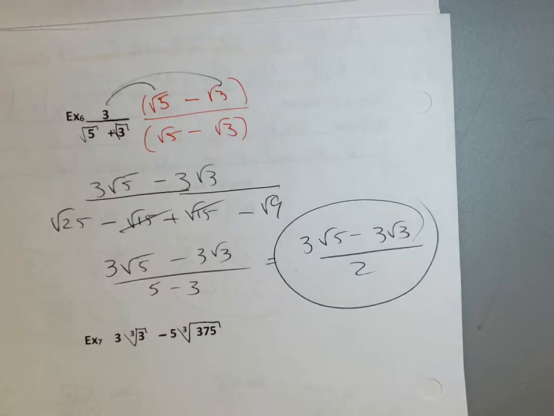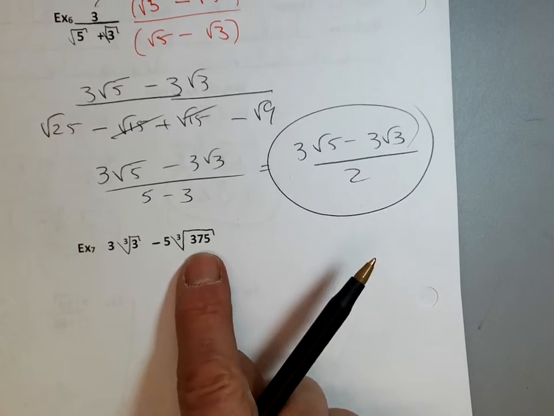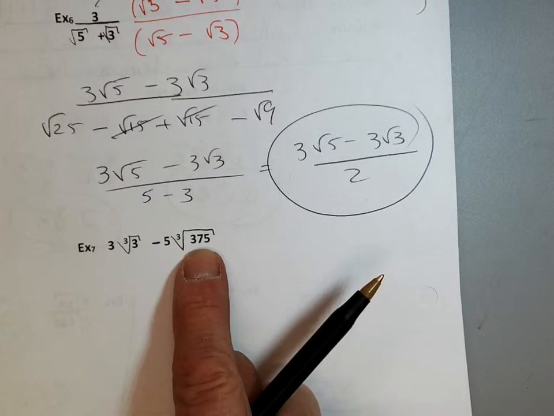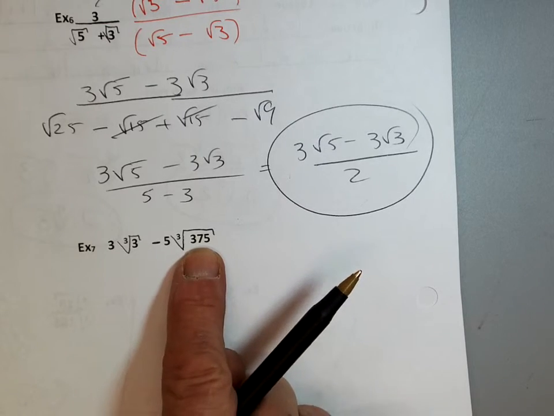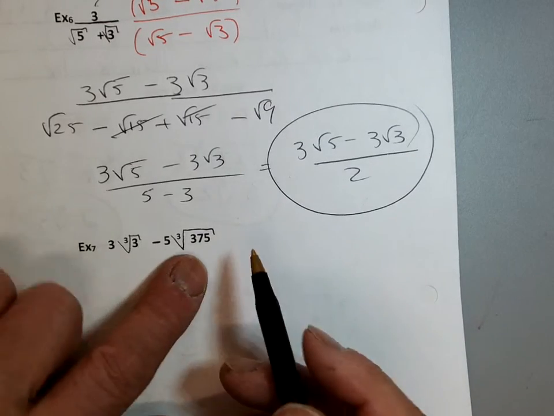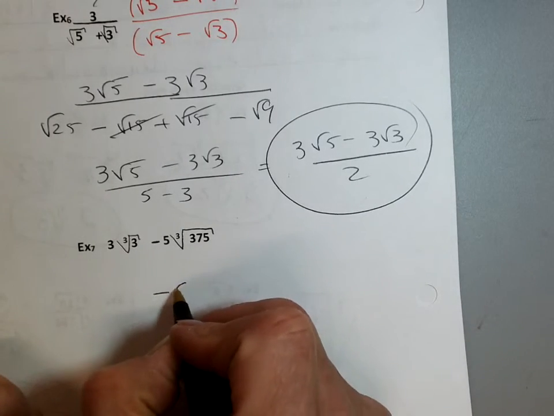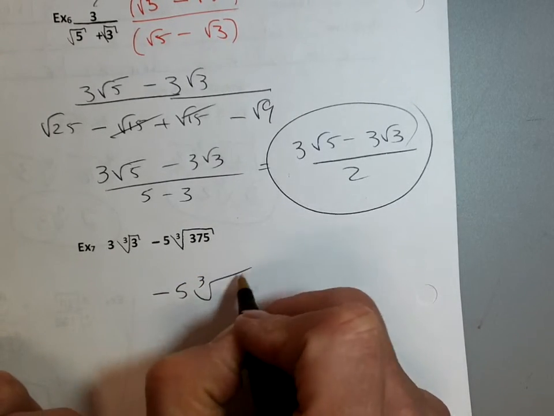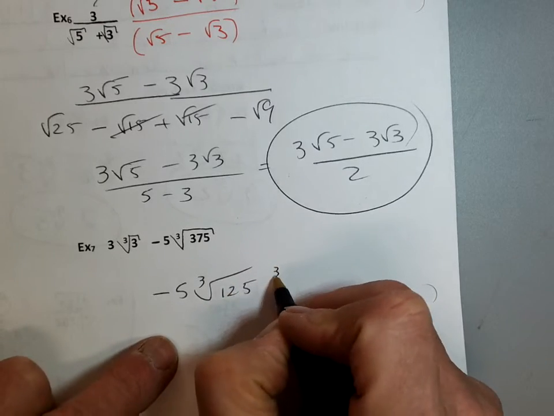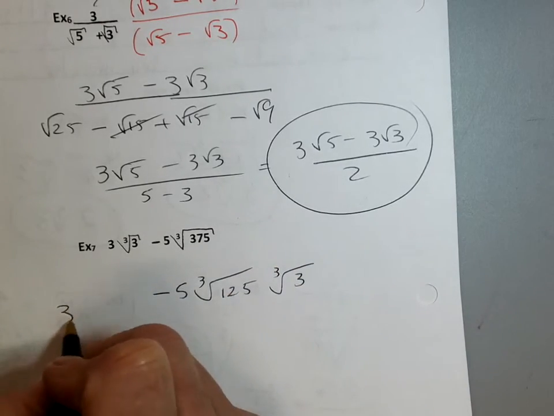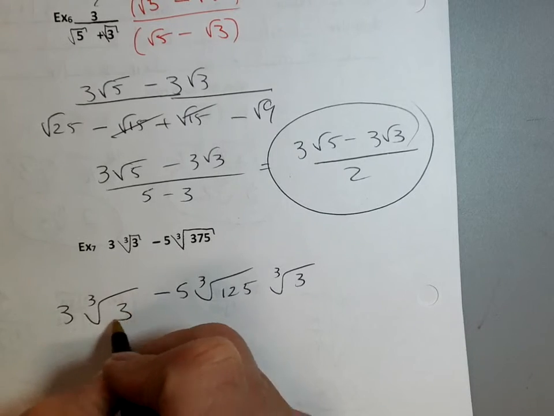Okay, now about 7, we can't add them. We can't add them, but maybe, anybody have a calculator? What's this number divided by 3? 125. Oh, let's see, minus 5. Cube root of 125 times the cube root of 3. Hey, this one's not going to be too bad, I don't think.